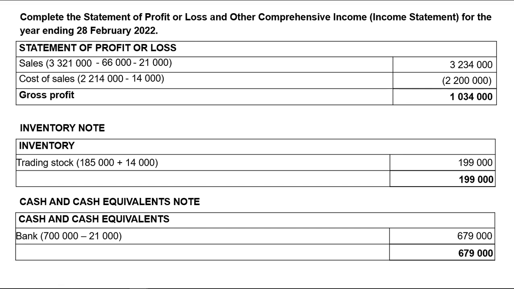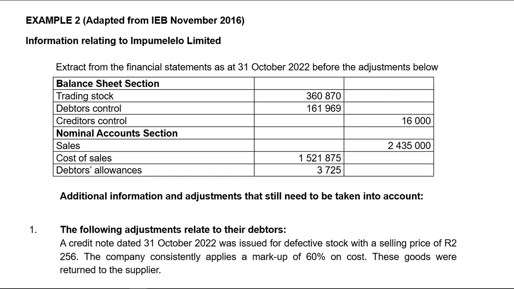Now I can go to example 2. Try example 2. You need to prepare the general journal and everything else. Okay? Check out the next video for solutions.